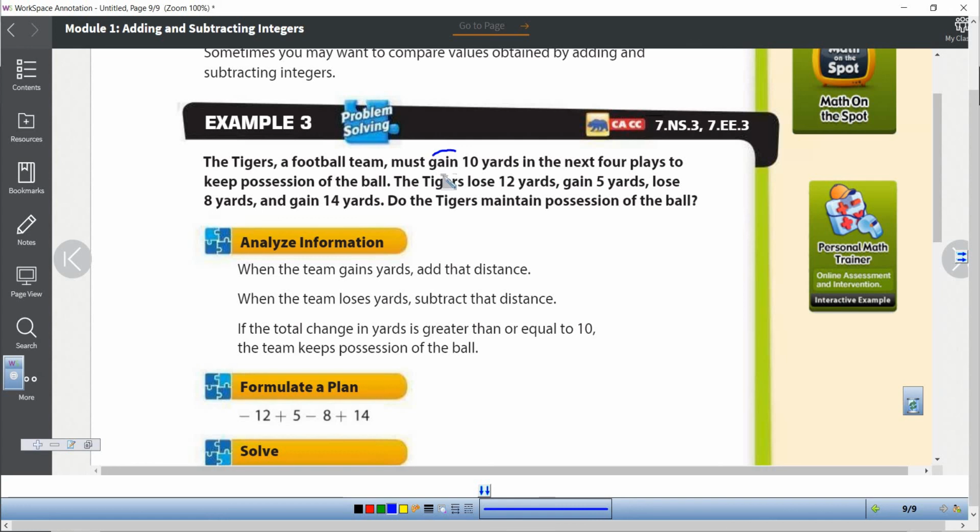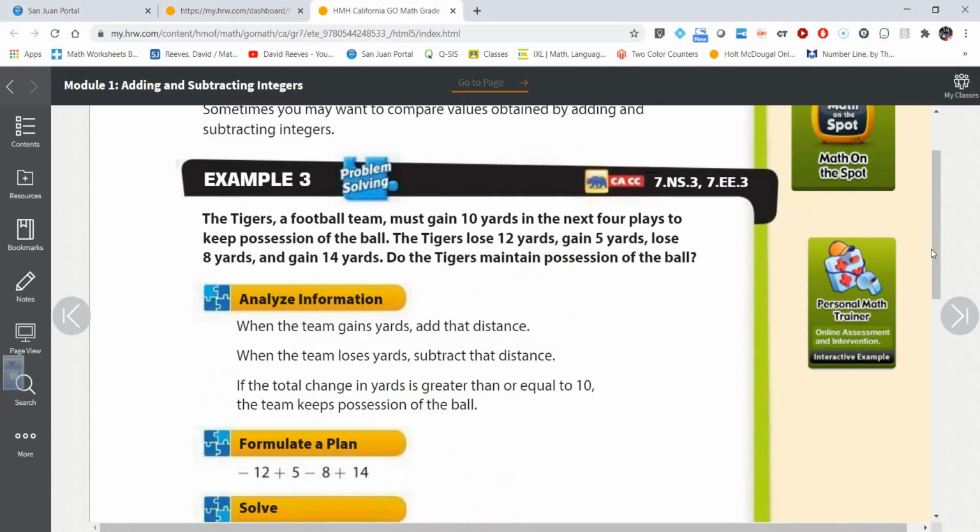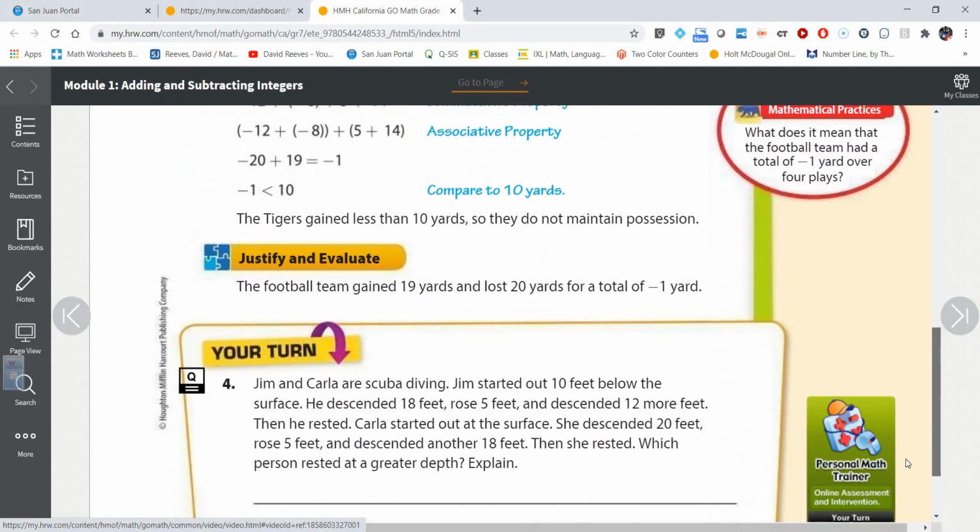Okay, so here we go. I'm not going to work through this whole problem, but I just want to make sure you understand. Gaining yards means it's going up. Losing yards means it's going down. Gaining yards, we're going to be adding a positive. Losing yards, we're going to be subtracting a positive if you come across a problem like that.